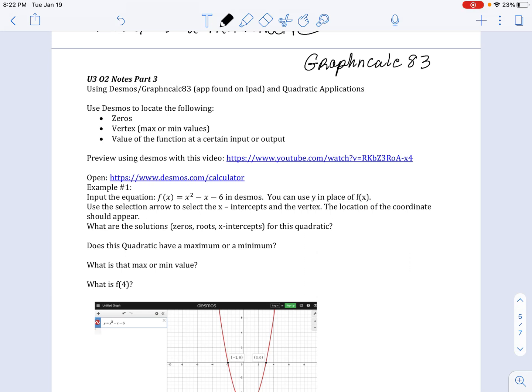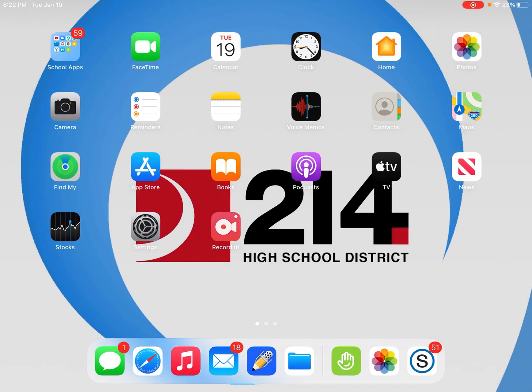We are going to use Desmos to help us locate zeros, the vertex, and the values of the function at certain inputs or outputs. There is a YouTube video that I'm going to have you click the link to. I'm not going to embed it in the notes because otherwise there's feedback. Pause your notes, watch the introduction to using Desmos, then open Desmos on your graphing calculator or on your iPad. Okay?